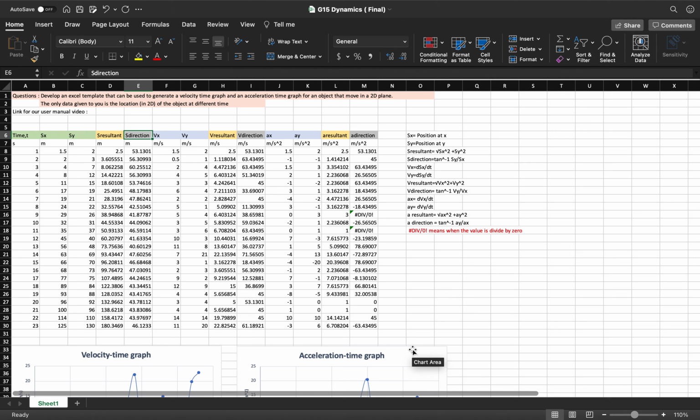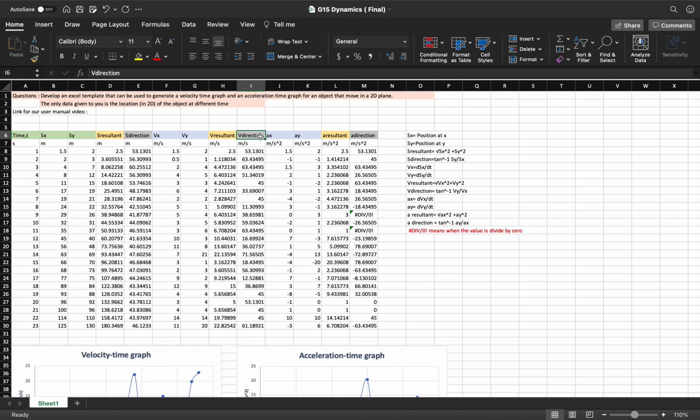In this table there are some measurement units of the object, which are time, Sx the position of the object in the x direction, Sy the position of the object in the y direction, the resultant position of the object, the direction of the resultant position, Vx the velocity of the object in the x direction, Vy the velocity of the object in the y direction, the resultant velocity of the object, and the direction of the resultant velocity.